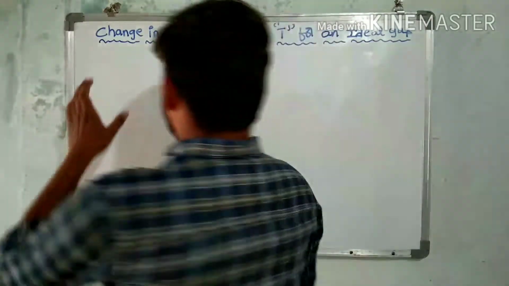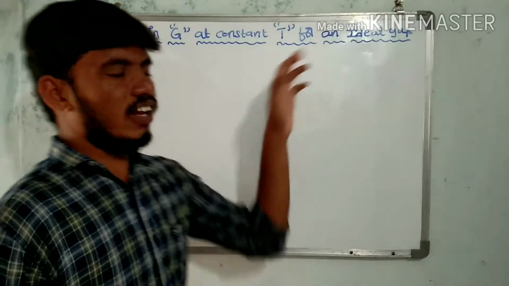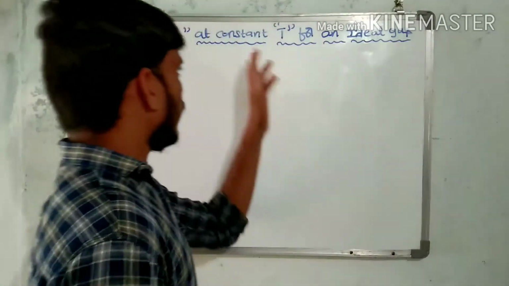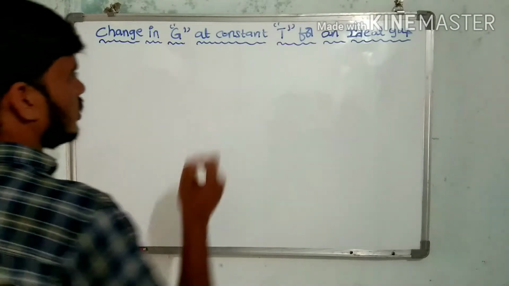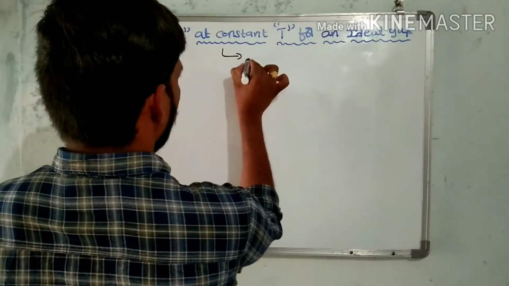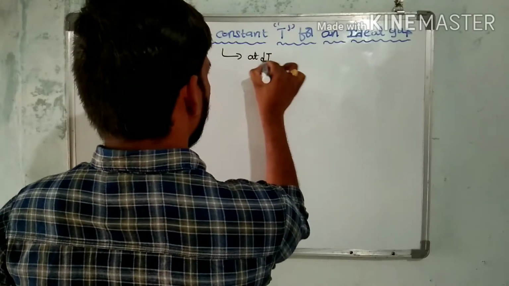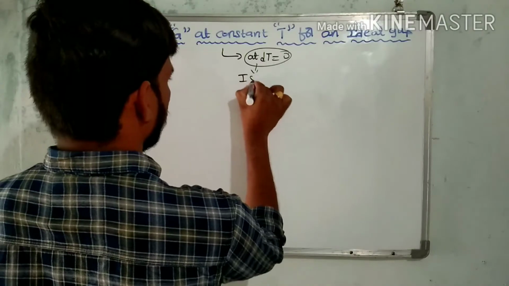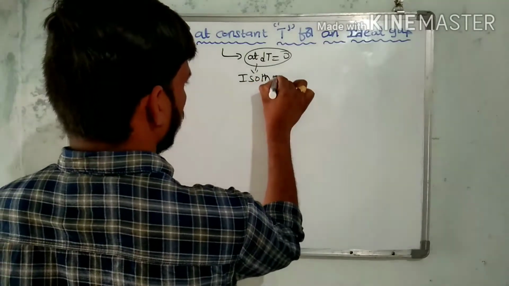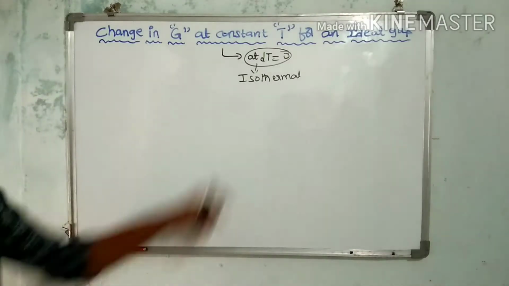First of all, the change in Gibbs free energy at constant temperature for an ideal gas. What happens at constant temperature? It means the process or the system is at constant temperature, so dT equals 0. This is called an isothermal process. dT equals 0, this is an isothermal process.